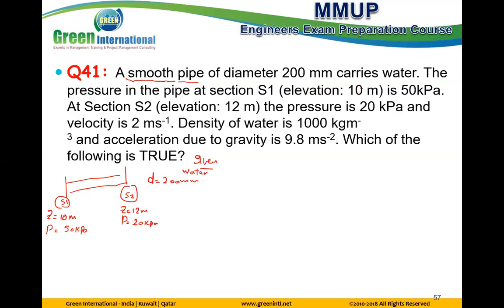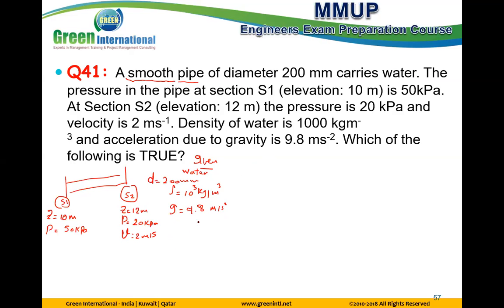Of diameter 200 millimeter carries water. The type of the flow is water. 200 millimeter means 0.2 meter for the diameter. The pressure in the pipe at section S1, elevation 10 meter, is 50 kilopascal. At section S2, elevation 12 meter, the pressure is 20 kilopascal, and the velocity is 2 meters per second. The density of the water is 10 to the power 3 kilogram per meter cube, and acceleration due to gravity G is 9.81 meter per second square. Which of the following is true?